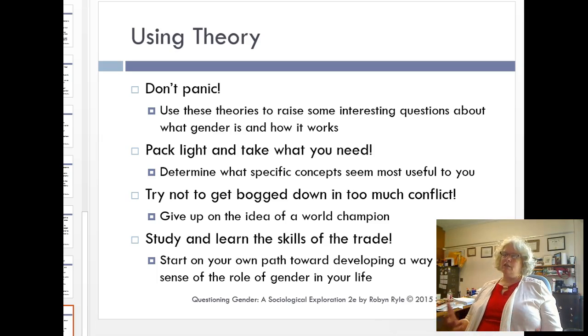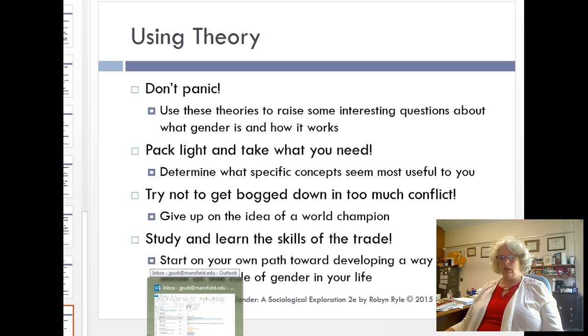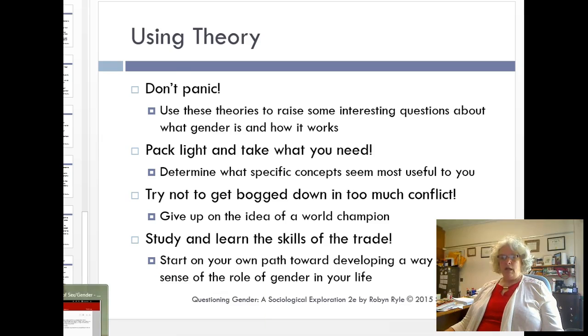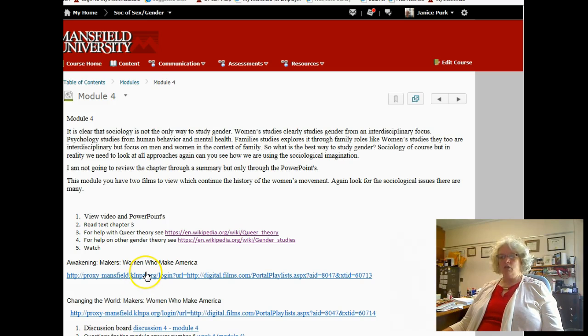Now, obviously, for this class, you well know that we won't spend a lot of time. You're not doing a major research paper that includes theory. You're going to be looking at gender issues, and you could choose theory as part of that. But don't get bogged down in the theory, but understand that these perspectives help us to understand society a little better. All right, let's go back to your module here.